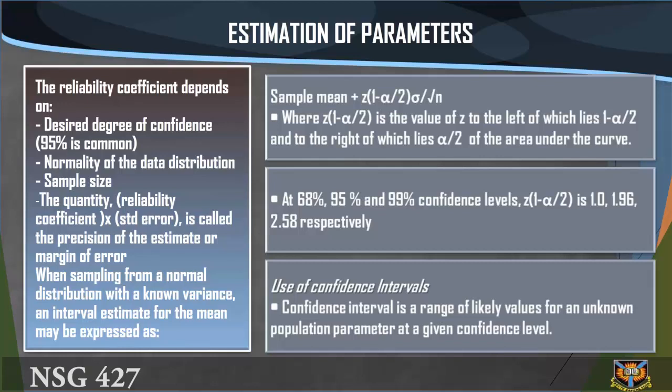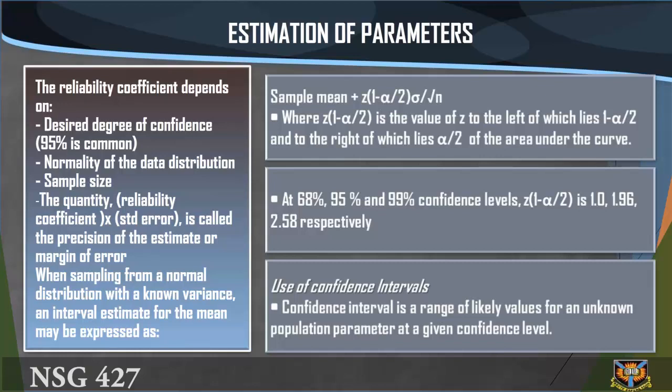When sampling from a normal distribution with a known variance, an interval estimate for the mean may be expressed as sample mean plus or minus z(1 minus alpha over 2) times sigma over square root of n, where z(1 minus alpha over 2) is the value of z to the left of which lies 1 minus alpha over 2 and to the right of which lies alpha over 2 of the area under the curve. At 68%, 95% and 99% confidence levels, z(1 minus alpha over 2) is 1.0, 1.96, 2.58 respectively.